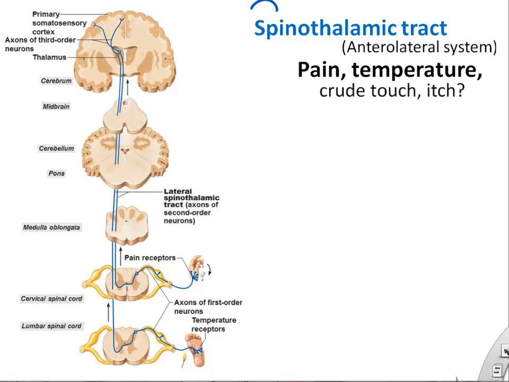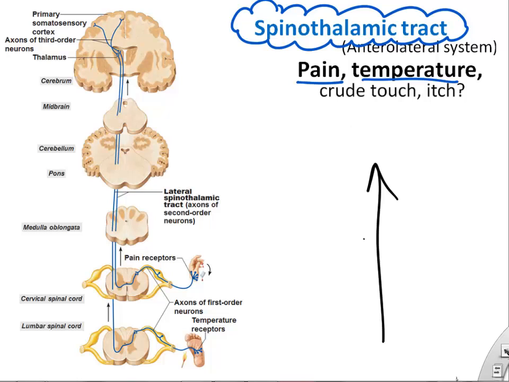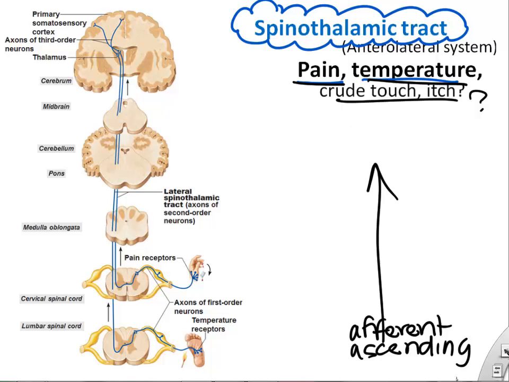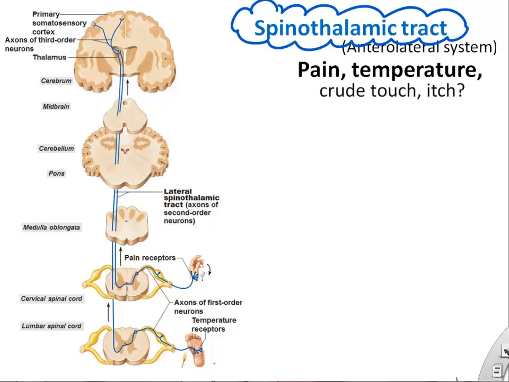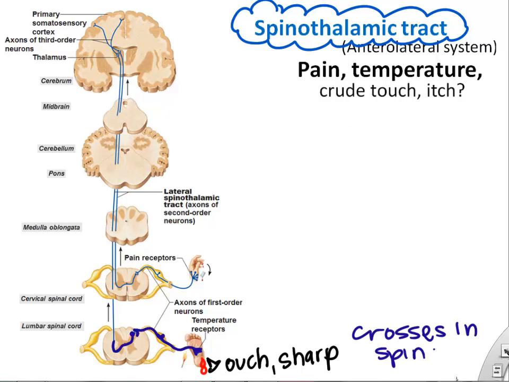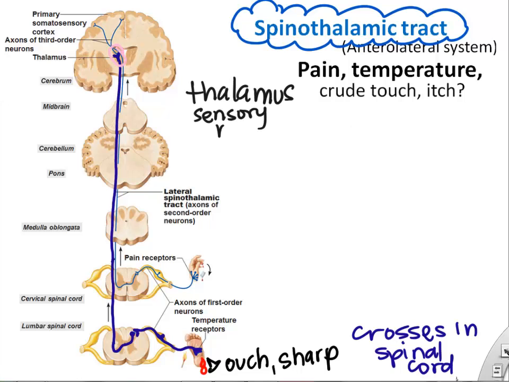All right, spinothalamic tract again is an afferent ascending pathway. It's going to relay pain and temperature information to your brain, maybe even some itch as well and crude touch. All right, so ouch, you step on a tack, it's very sharp, it hurts. So now we're going to generate action potentials which go through wiring in a neuron that goes through our dorsal horn, or excuse me, our dorsal root to our dorsal horn. Now this wiring system crosses over in your spinal cord and then goes all the way up to your thalamus. Again, the thalamus is the sensory relay station.